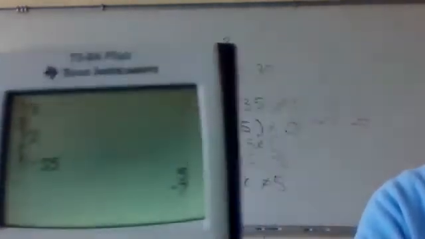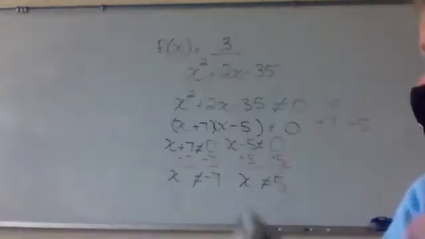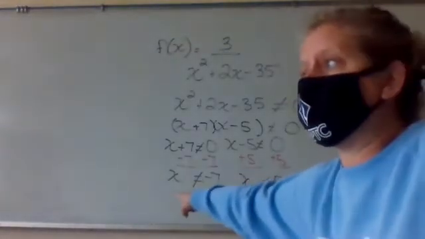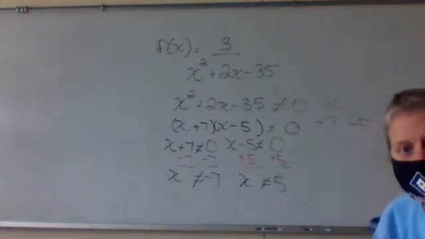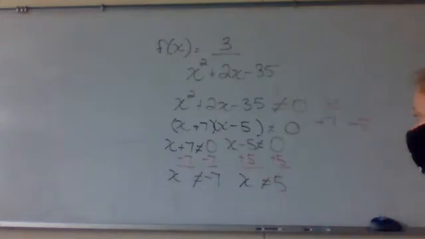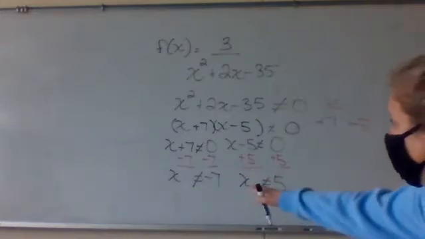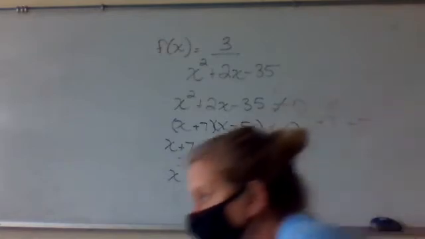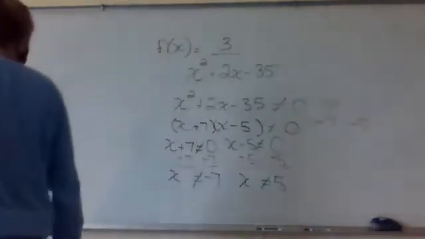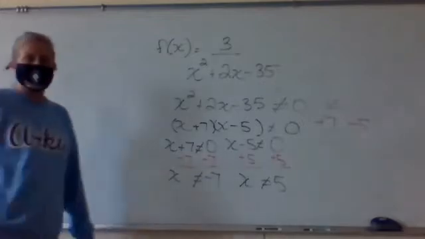When you hit enter, look what you get. 5 and negative 7, which is exactly what I got when I solved it by hand, right? The quad program is just going to do that a lot faster for us. So how am I going to show this in interval notation? I need to show all the numbers on the number line except negative 7 and 5.